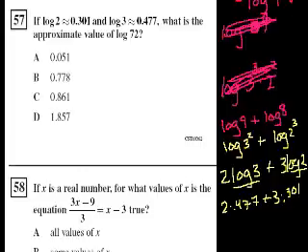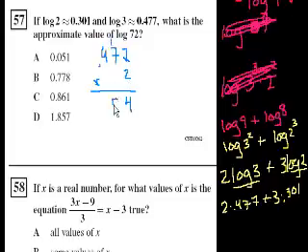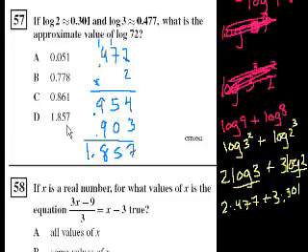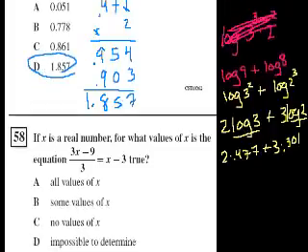So 2 times 0.477, let me do it here. 0.477 times 2. 2 times 7 is 14. 2 times 7 is 14 plus 1 is 15. 2 times 4 is 8 plus 1 is 9. 3 numbers behind the decimal point, 0.954. And then 3 times 0.301, that's easier, that's 0.903. If you add them together, I can already tell you it's going to be 1.857. Choice D.